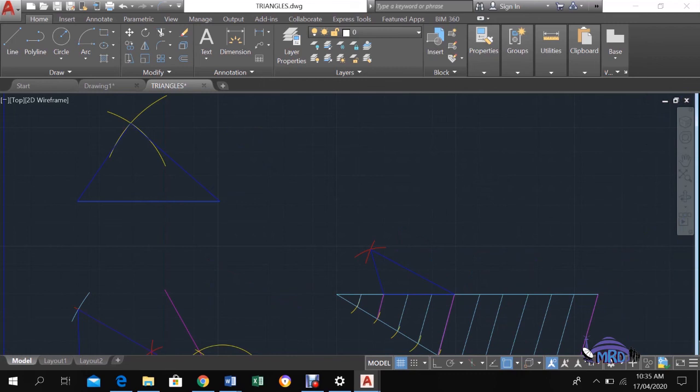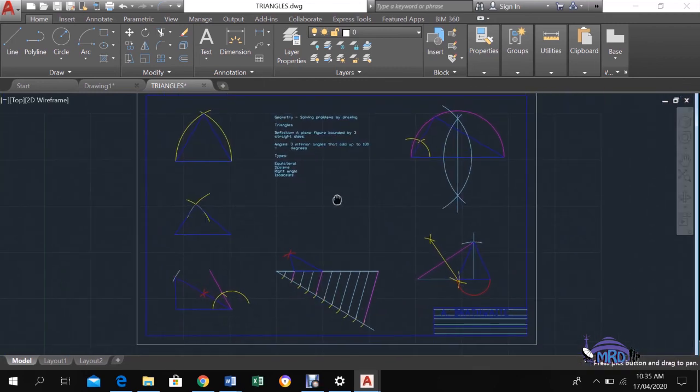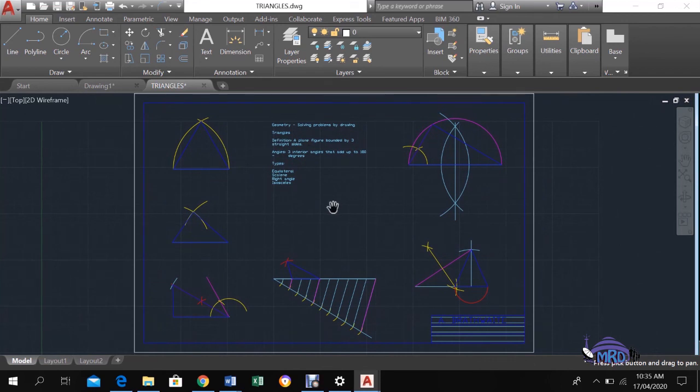I'm asking you to please practice these constructions so that you are very familiar with them, so that if you have to do an assignment at any point in time, that you're able to complete it. And I'm also asking you to make sure that you know the definition for a triangle and that you know the definition for the different types of triangles: equilateral, scalene, right angle, and isosceles.